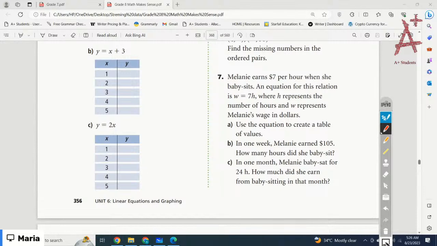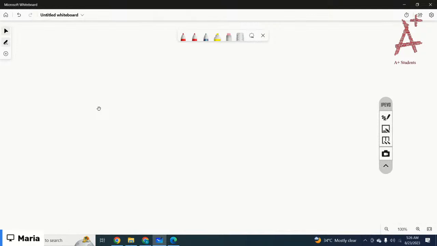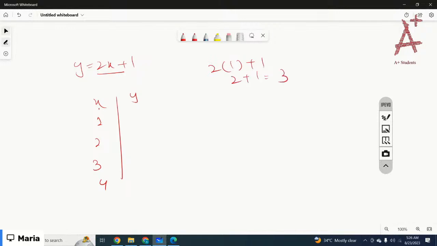Okay, let's start with the next question. Make a table of values for each relation. y equals 2x plus 1. You have to make a table of values. So you have to do the same thing. Just put different values of x and calculate the values of y. So replace the x by 1. 2 times 1 plus 1. 2 times 1 is 2 and 2 plus 1 is 3. So that means when x is 1, y is 3, right?